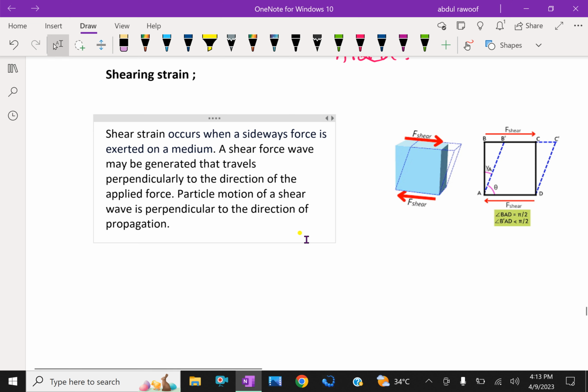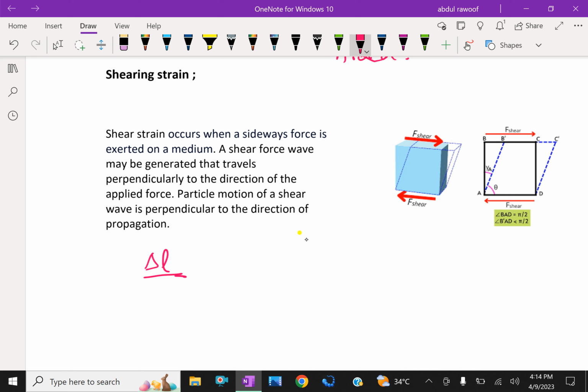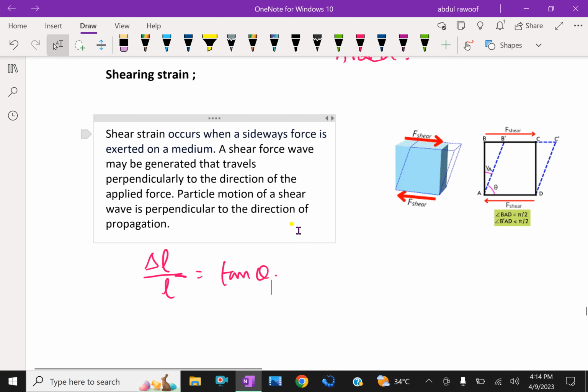Therefore, shear strain we can write as delta L, change in length, by original length, is equal to tan theta. Here, this is a shear strain. Change in length by original length is called shear strain.